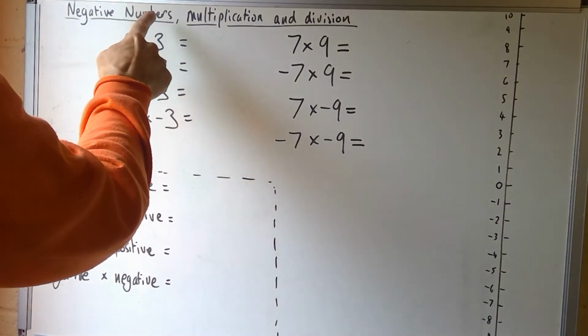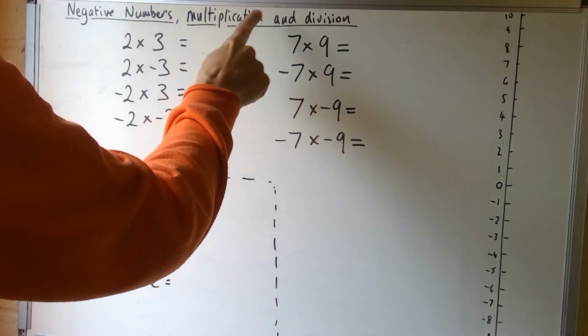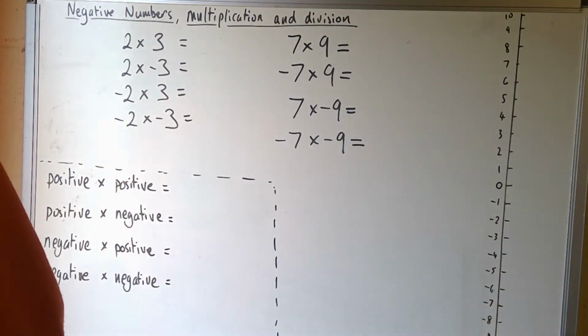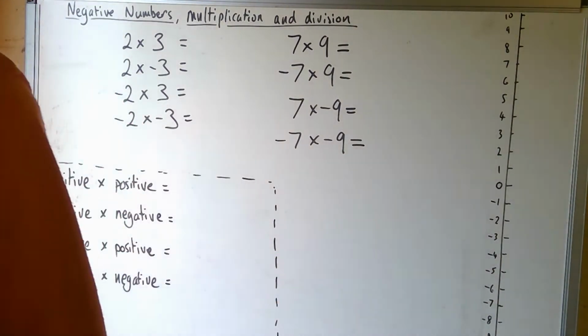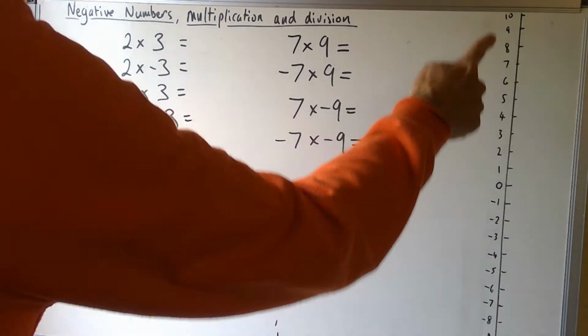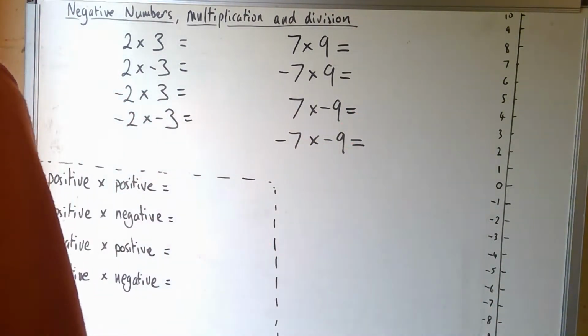Okay, we're going to look at negative numbers again. Today we're going to look at multiplication and division using negative numbers. We're going to use the number line again, a vertical number line, to help us to start off, but we're going to try and develop some rules that we can then apply.